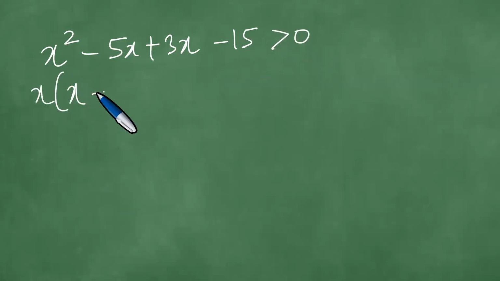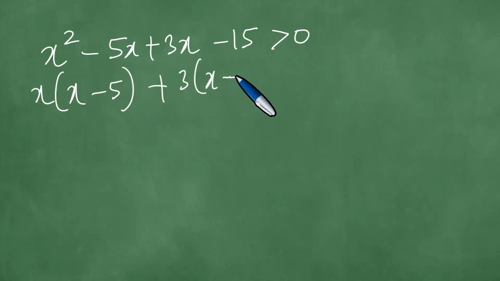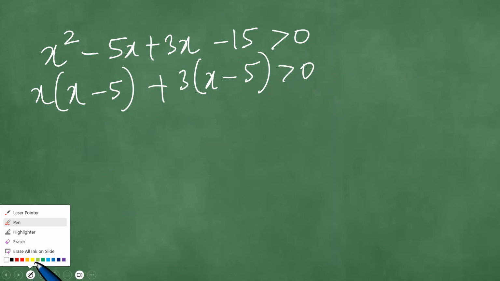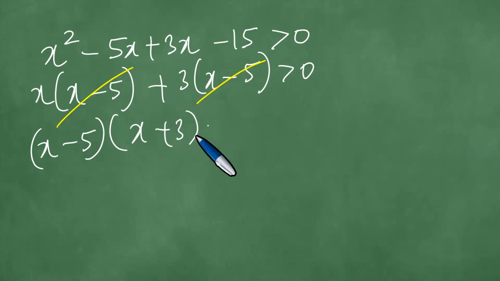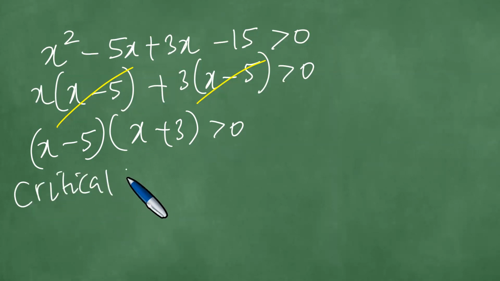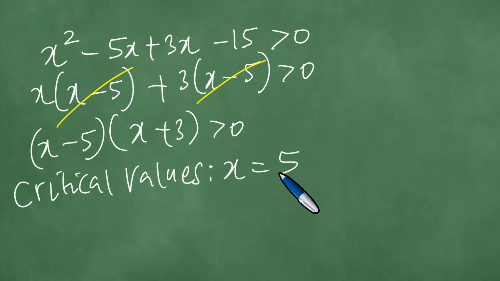Okay, x is a common factor. You have x minus 5 here, and 3 is the highest common factor of the last two terms, giving us x minus 5. Cross that out because it's common, you take it as the highest common factor, and you have x plus 3 is bigger than 0. What are the critical values? Okay, the critical values are 5 and minus 3.